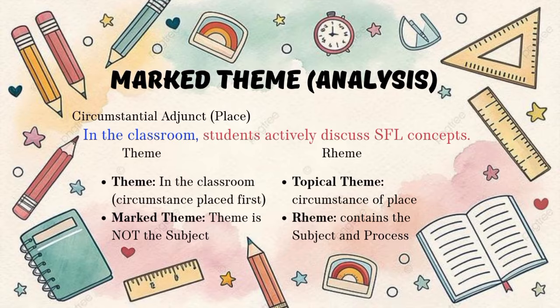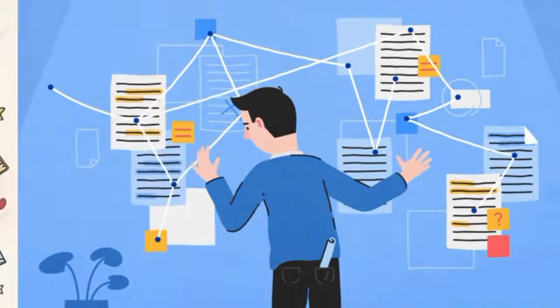Now, let us move to a marked theme example. In the classroom, students actively discuss SFL concepts. Here, in the classroom functions as the theme because it comes first in the clause. However, it is not the subject. Instead, it is a circumstantial adjunct of place. Because the theme is not the subject, this clause is considered to have a marked theme. The rest of the clause, students actively discuss SFL concepts, functions as the rheme.